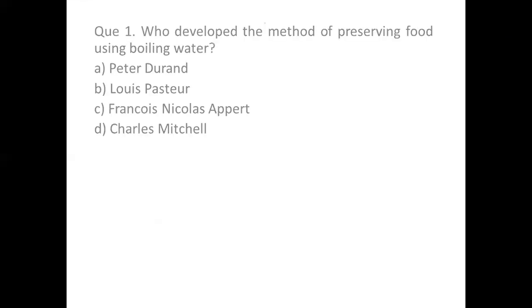Question number 1: who developed the method of preserving food using boiling water? The options are A, Peter Durand, B, Louis Pasteur, C, Francois Nicolas Appert, and the last option, option D, Charles Michel. And the right answer is option C, Nicolas Appert.